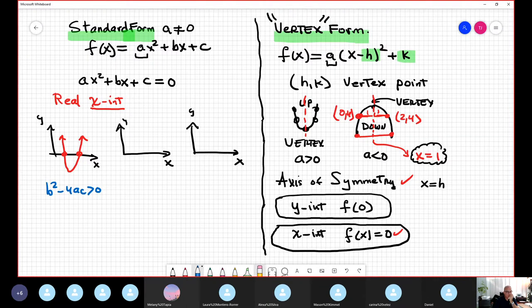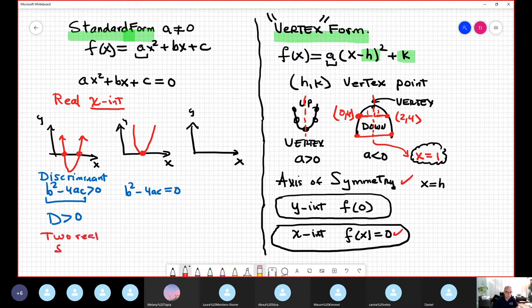This expression is sometimes called the discriminant, and in some books it is called capital D. If capital D is positive, I know that my parabola has two real x-intercepts. If D is zero, which happens very seldom, the parabola crosses at only one point, right there. So in this case you have two real solutions.